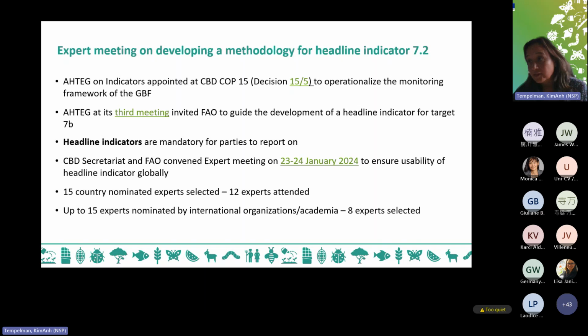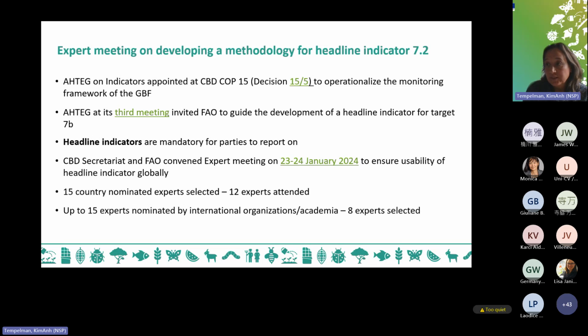So then back to the expert meeting. The expert meeting was held to develop a methodology for headline indicator 7.2. As mentioned by Monica, the ad hoc technical expert group on indicators was appointed at CBD COP15 through decision 15/5 to operationalize the monitoring framework of the GBF. At the third meeting of the AHTEG, FAO was invited to guide the development of a headline indicator for target 7B, which really relates to pesticide risk reduction, because that target, as you know, includes also different sources of pollution.